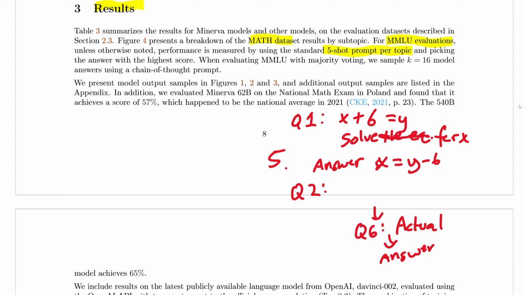They also do one more thing. They'll do this maybe 16 different times. This is another thing they do: majority voting. So we sample k equals 16 model answers using a chain of thought prompt. In this case, they'll prompt the model for 16 different answers, and then they'll choose the best one of those. I'll talk very briefly in a bit about how they go about choosing that. In the evaluation we're about to look at, they try this in 2 different ways. In one way, they just do a 1-shot: they'll give it the 5-shot prompt and then take the first answer it gives as the final answer. In another case, they get 16 different answers and choose the best one. And we'll see how those compare.